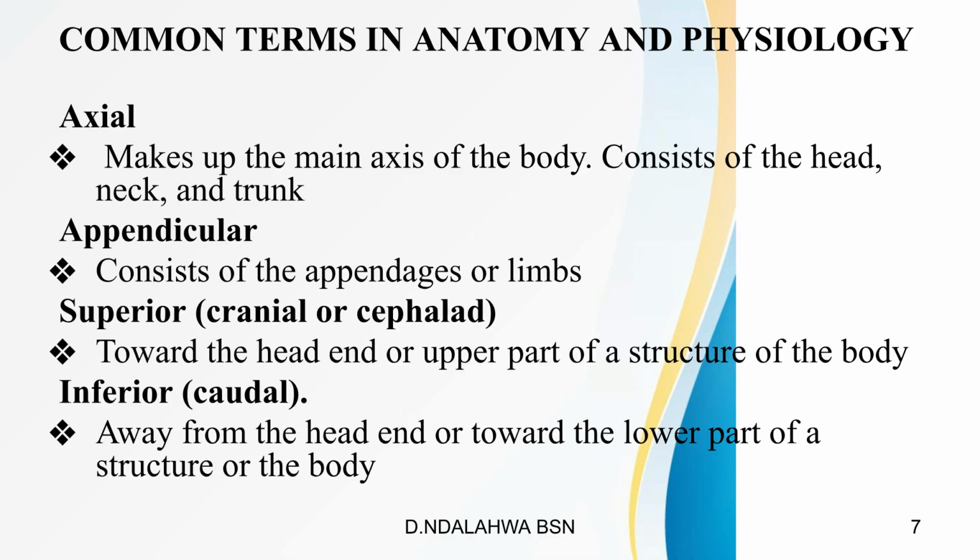The axial part makes up the main body axis, including the head, neck, and trunk. Appendicular refers to the appendages or limbs. Superior or cranial is toward the head end, while inferior or caudal is away from the head or toward the lower part of a structure.